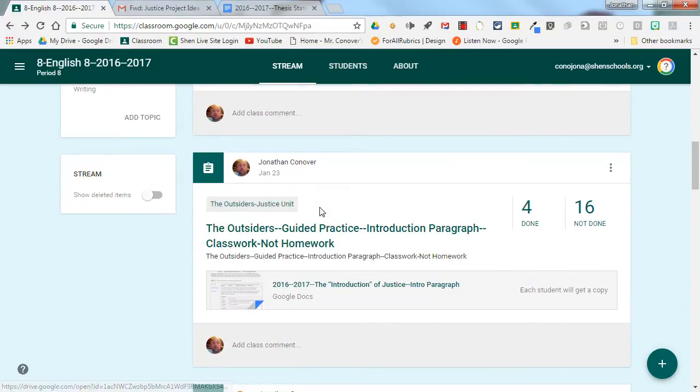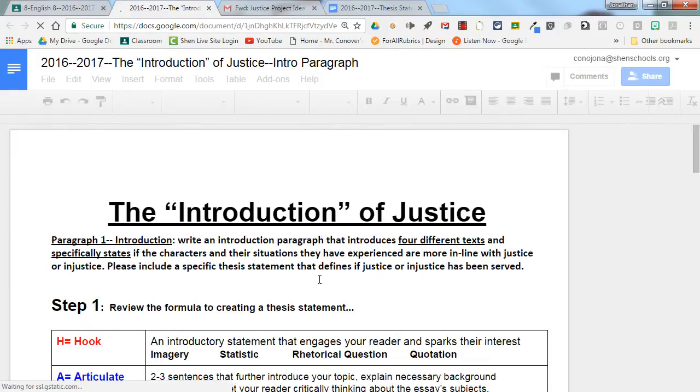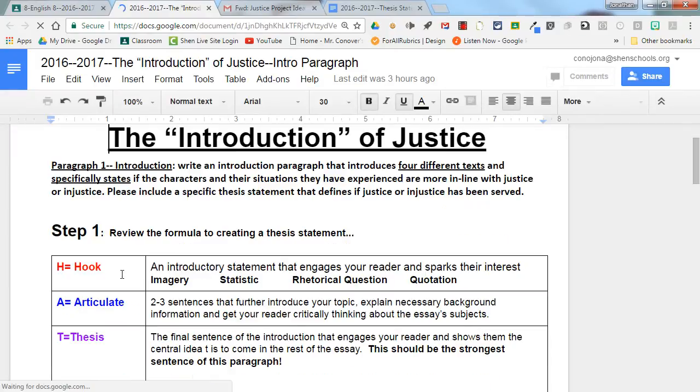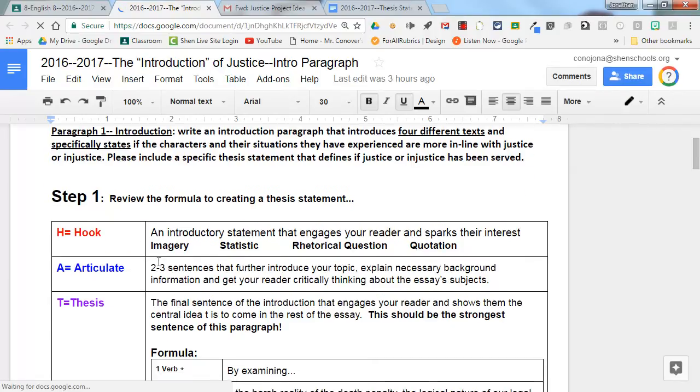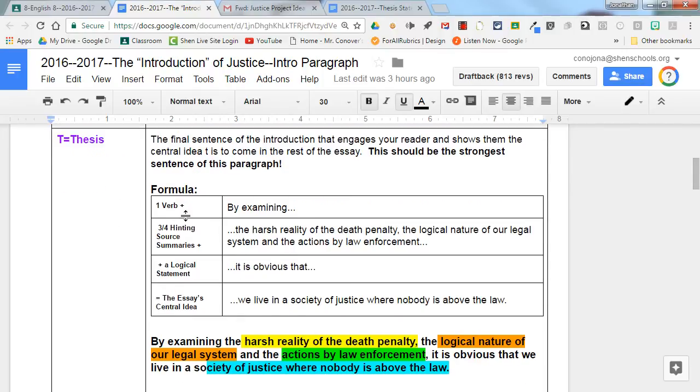Now, a couple of days ago, we did a little Outsiders guided practice when it comes to introduction paragraphs. We're going to finish that today, Wednesday, and I'm going to open that up so you can see what we're talking about. As you recall, we've talked about how we have hooks, which are either a piece of imagery, a statistic, a rhetorical question, or a quotation, and your articulating sentences that introduce your topic, your sources, your background, anything. And then today we're going to work on the thesis statement.